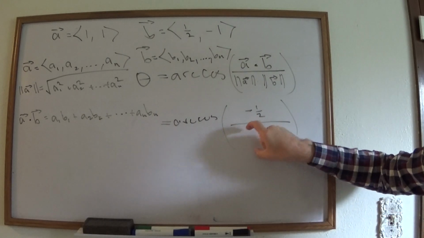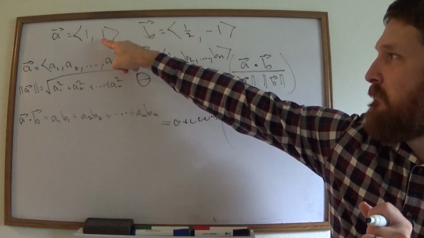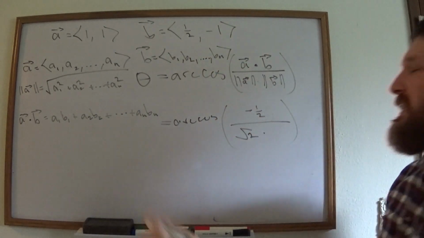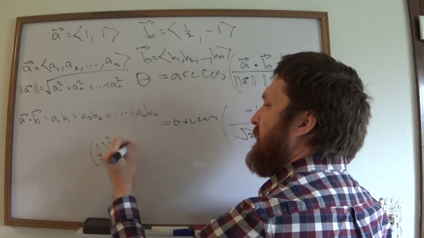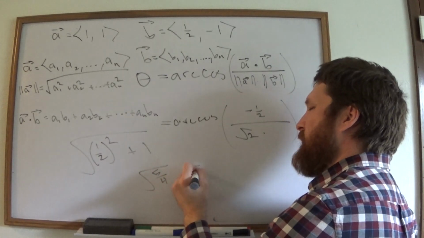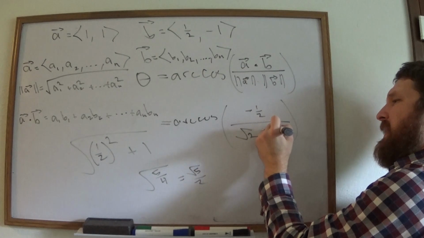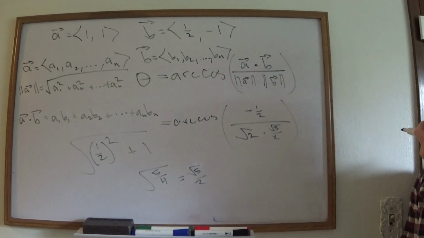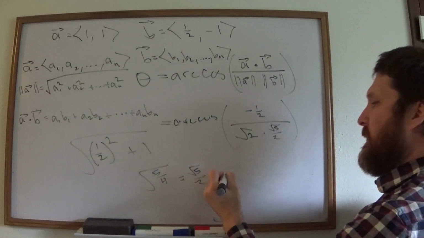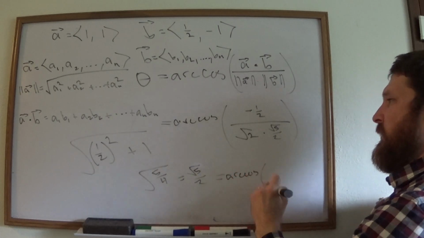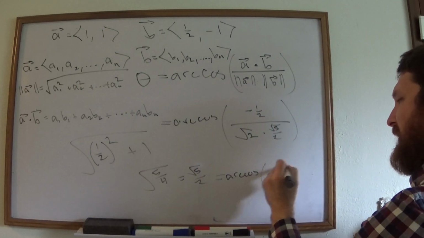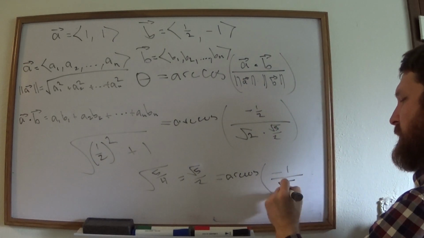So what's the magnitude of A? It's root 2. Now, what's the magnitude of B? Root 5/4, which we could write as root 5 over 2. I'm looking at this, and it does not look like I can reduce it. So here's arc cos. That guy comes up into the numerator, kills the 2, and so I have a negative 1 on top. Root 2 times root 5 is root 10.